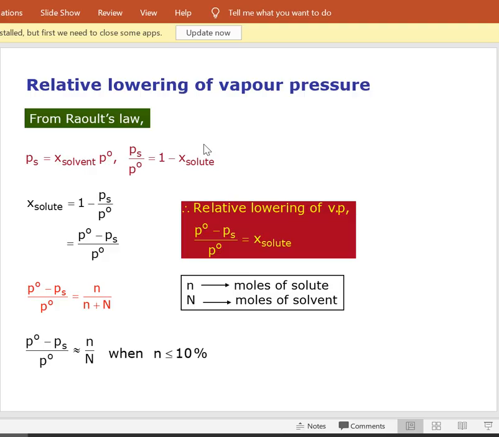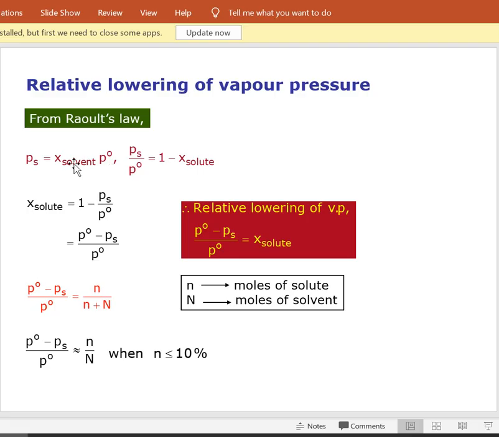Relative lowering of vapor pressure. As we know, if we add non-volatile solute into the pure solvent, then the vapor pressure of the solution decreases. So that is called the lowering of vapor pressure. Here PS is equal to X of the solvent into P0, as we have studied in the Raoult's law.